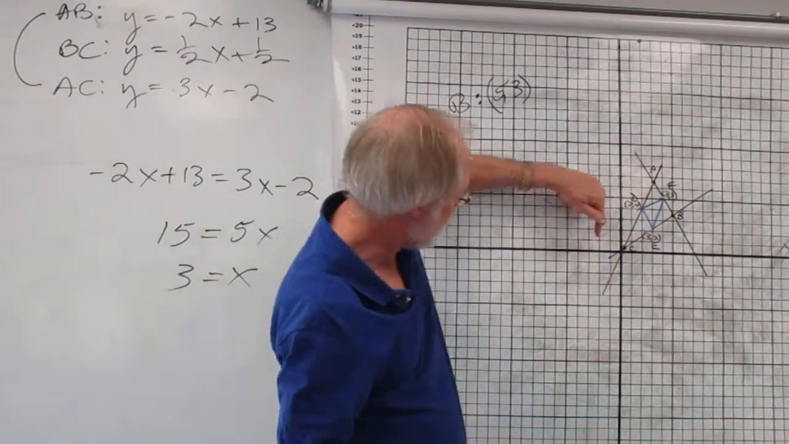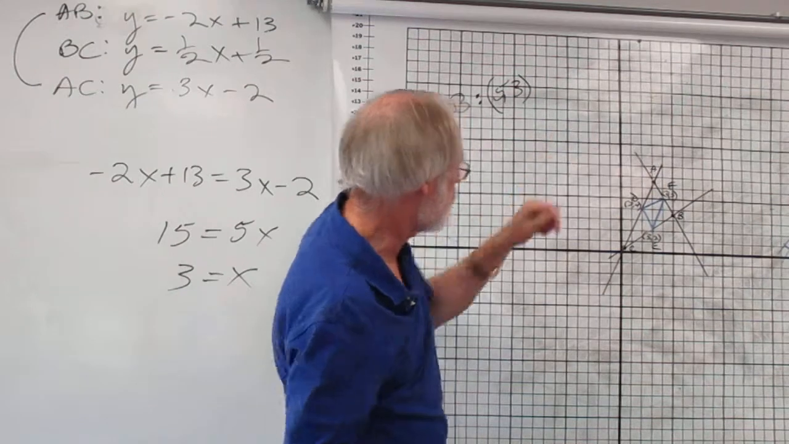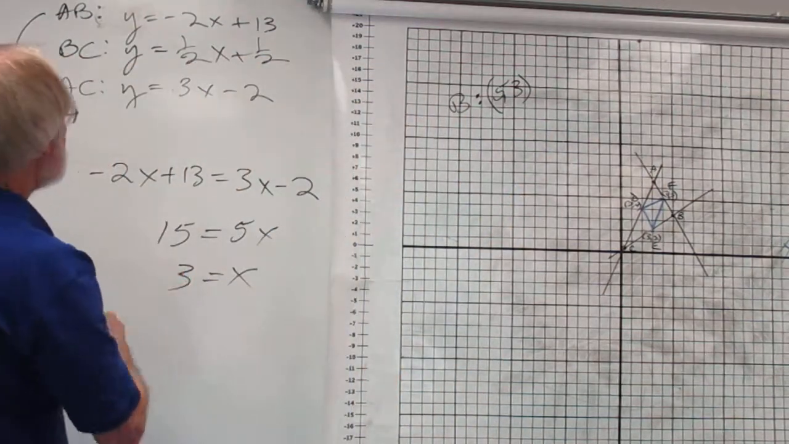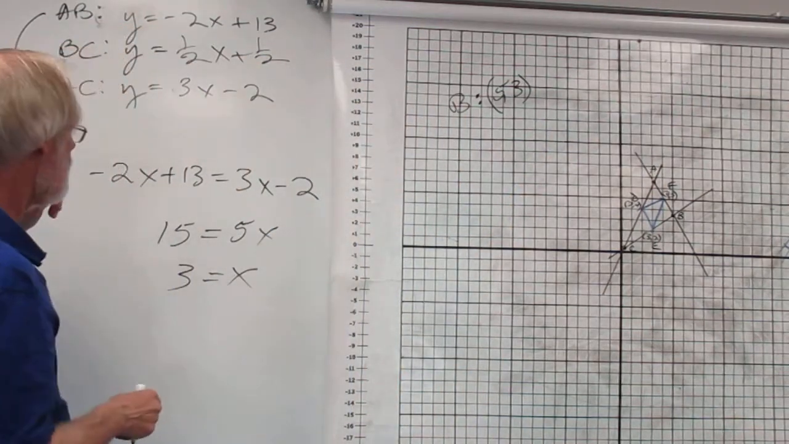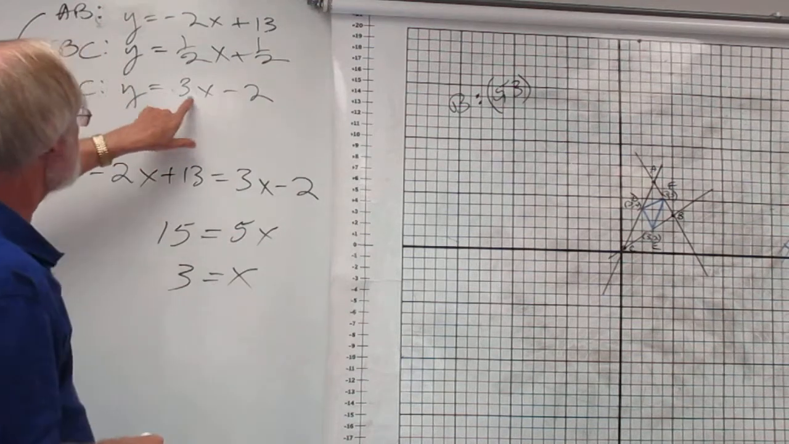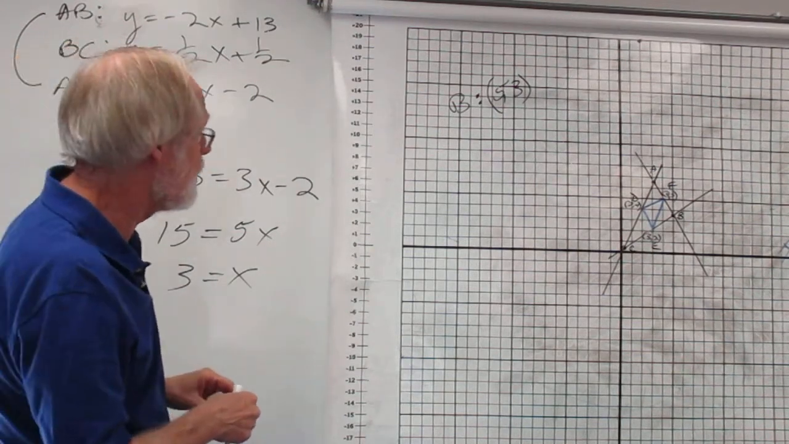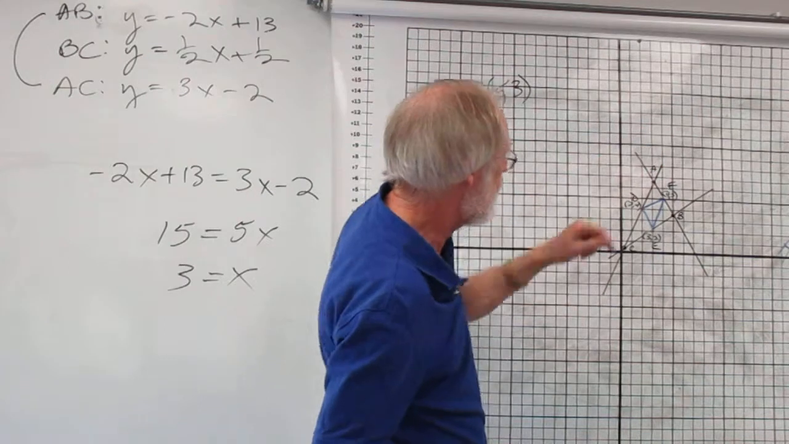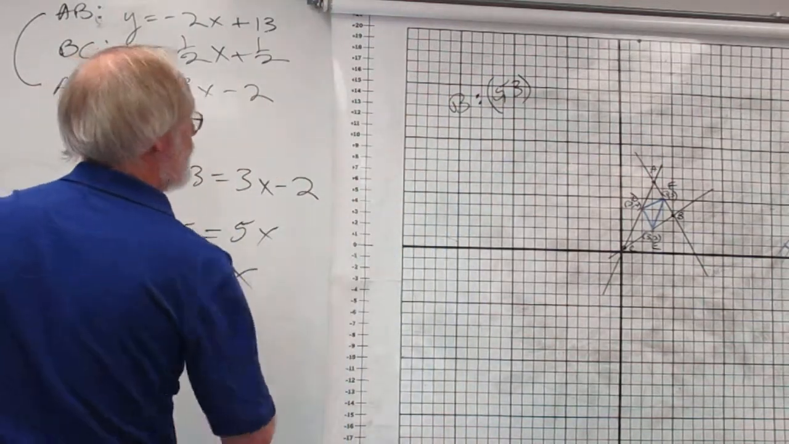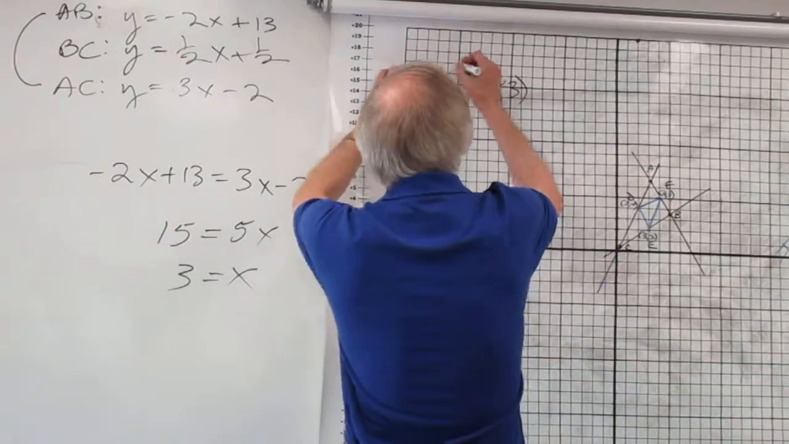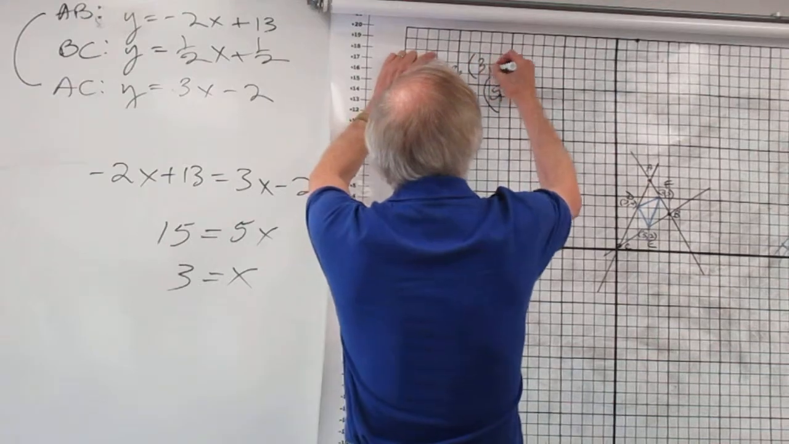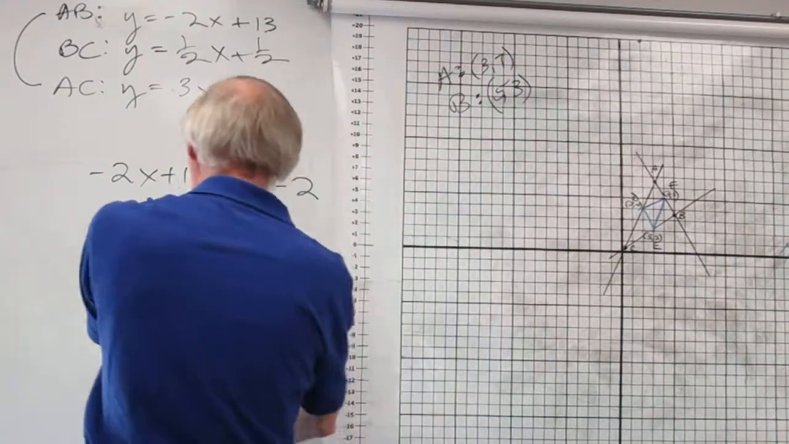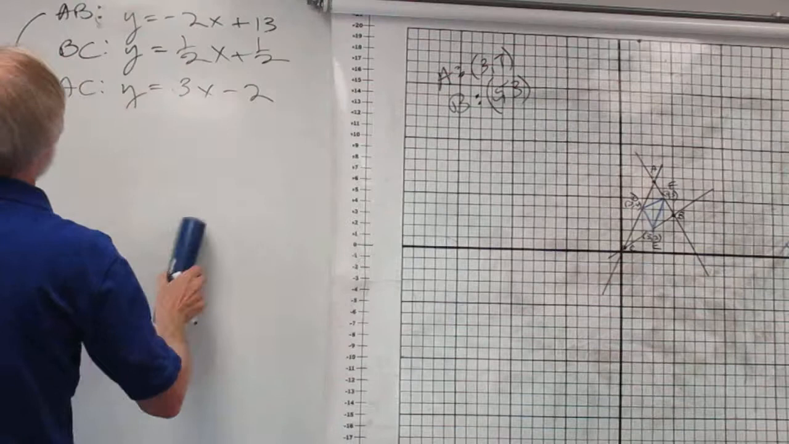Now, does that look reasonable? Yes, 3, and it's right up here. And I take that 3 and I put it back in to either one of these two. 3 times 3 is 9, minus 2 is 7. And that's pretty close to where we are. So 3, 7 is point A. We'll put that over here.